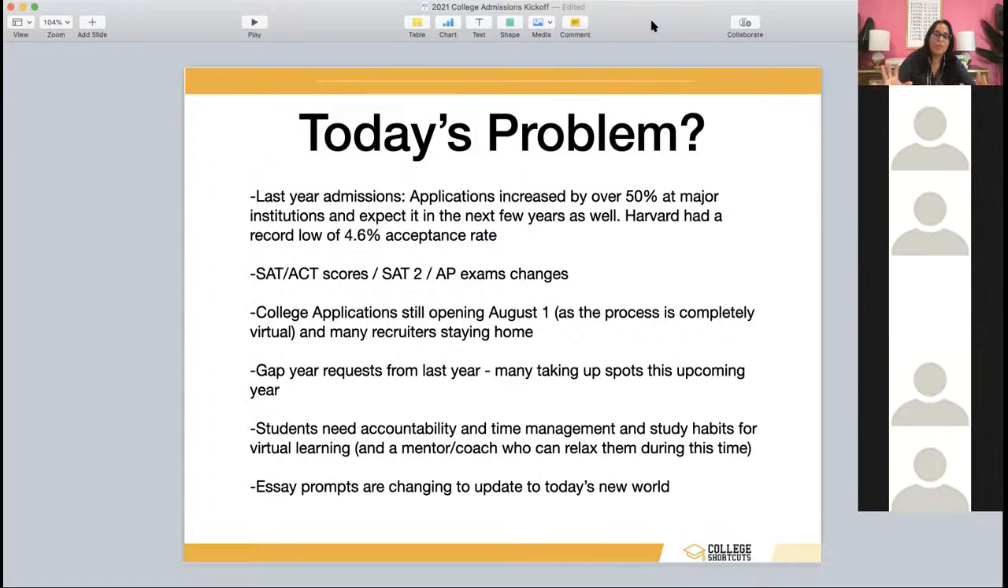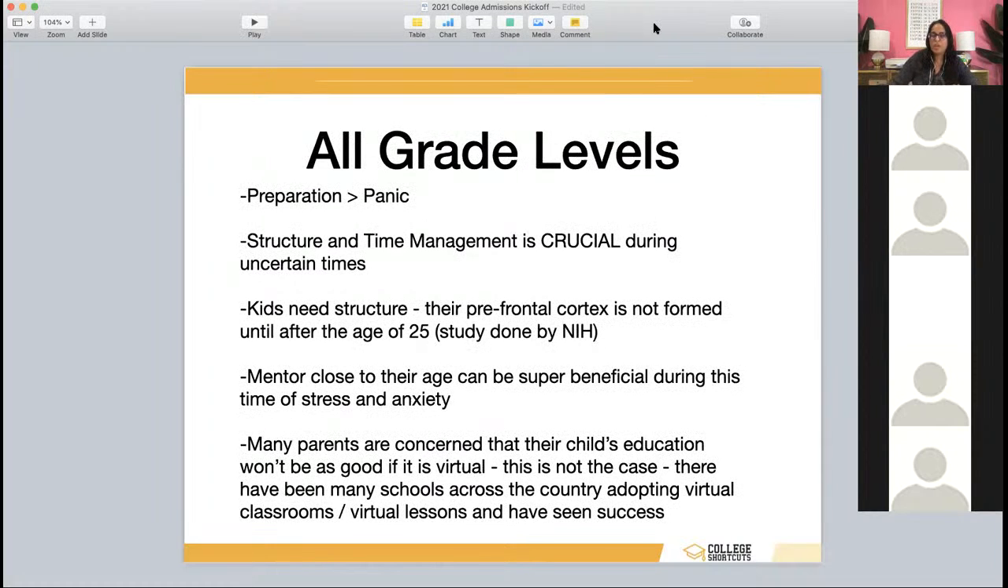The Common App got rid of one of the most analytical questions about solving problems, and they're changing it to update to today's new world. Wow, that was hard to say. What that means is they're updating their prompts so that it is more relevant to what they're looking for. So again, one of the big things I said last year was it's not the scores anymore, it's the story. Essay prompts are actually shifting in that manner of what they're looking for, which is a really big deal. All right, now let's talk about what's super important for all grade levels.